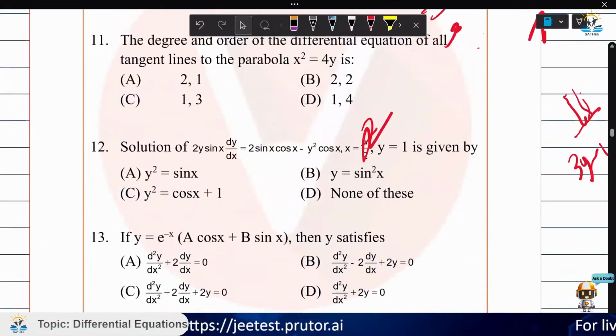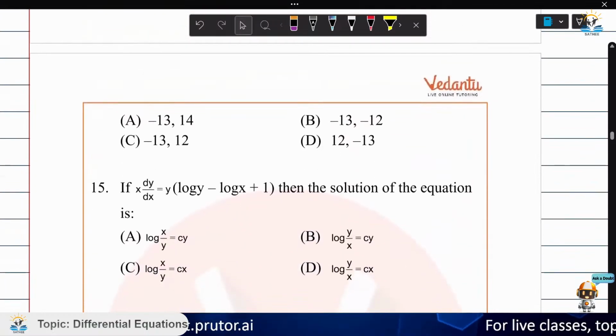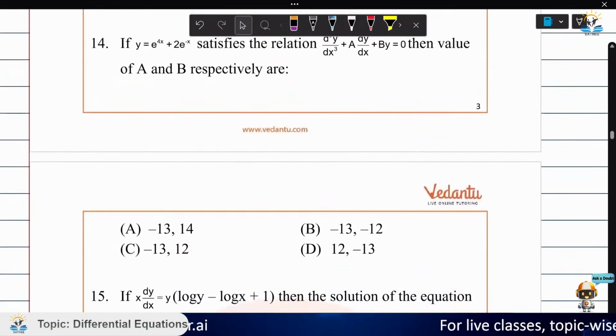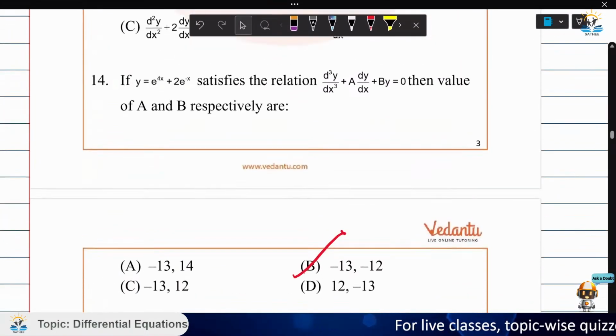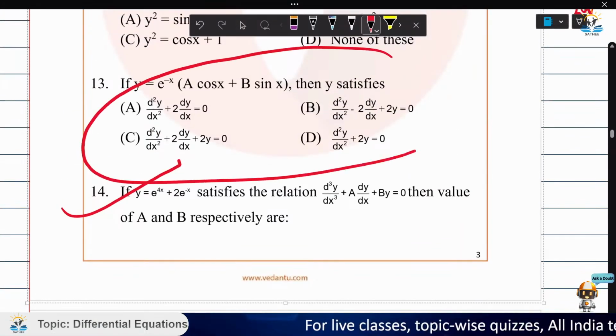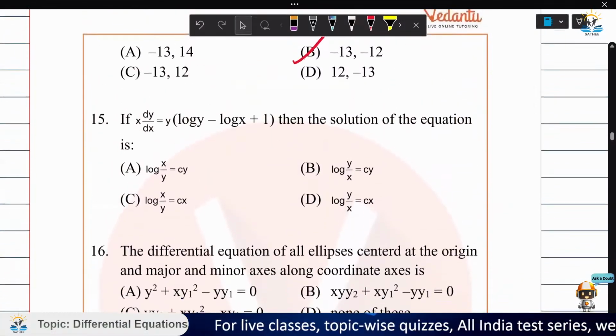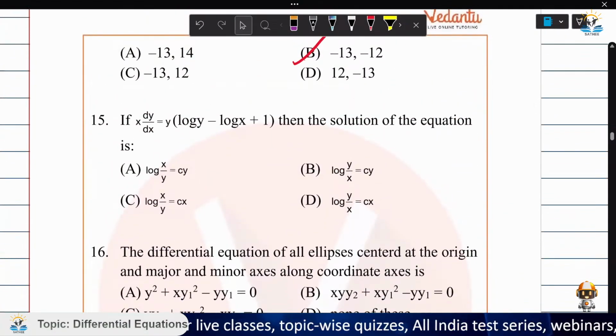What we have here is, this question we did, right? It was minus 13 and minus 12. This was already done in the previous session. Let's do this one. This looks nice.